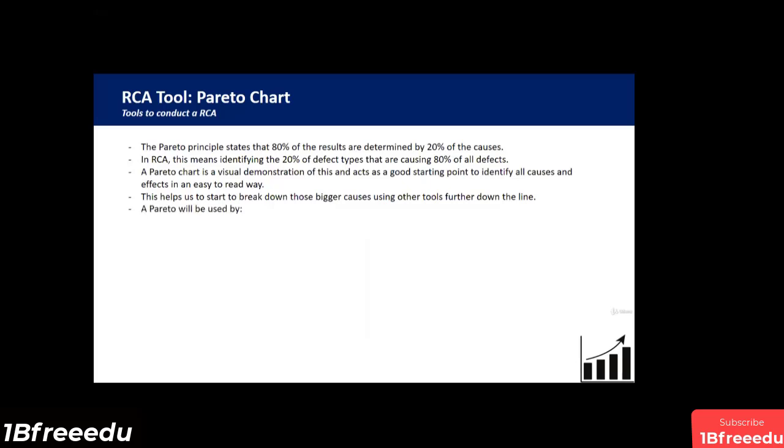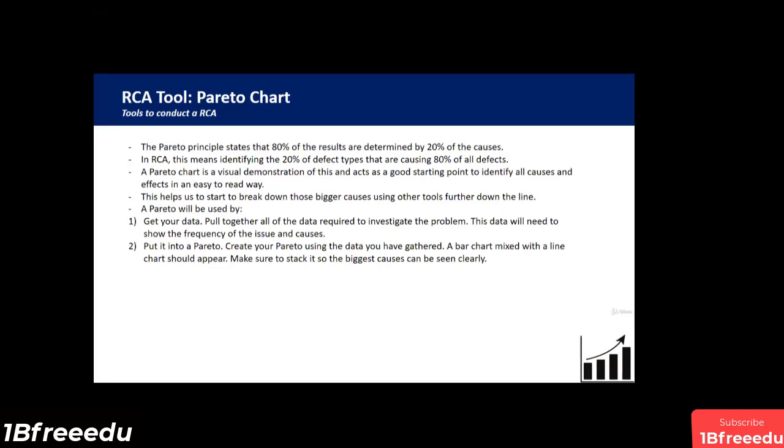So a Pareto will be used as follows. Firstly, get your data. Pull together all of the data required to investigate this problem. Now, this data will need to show the frequency of the issues and causes. So how frequently are those things happening?